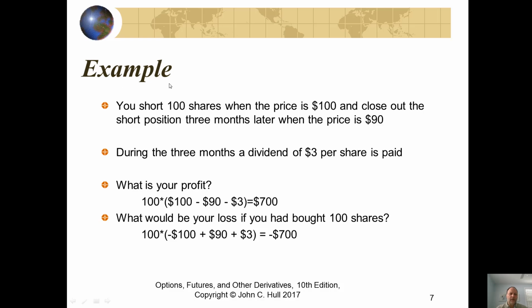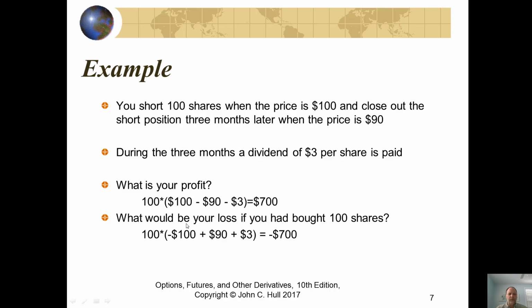As an example, consider the following situation. You short 100 shares when the price of the stock is $100 and close out the short position 3 months later when the price of the stock is $90. During the 3-month time period, a dividend of $3 per share is paid on the stock. What is your profit? Well, the profit's going to be the 100 shares times the $100 you sell it for, which is a positive, minus the $90 you have to pay for it, minus the $3 in dividends you have to pay out. So this is going to be $7 per share times 100 shares, or a $700 profit.